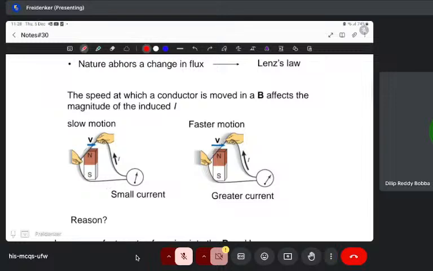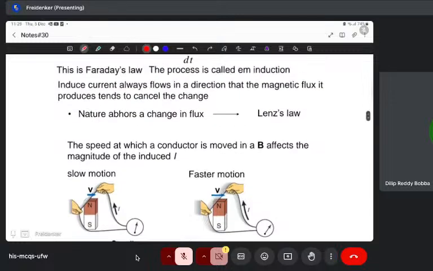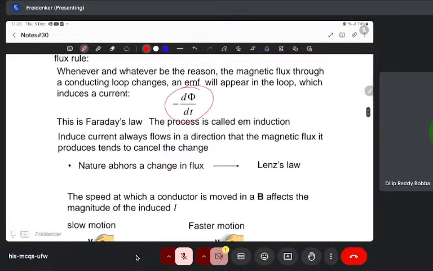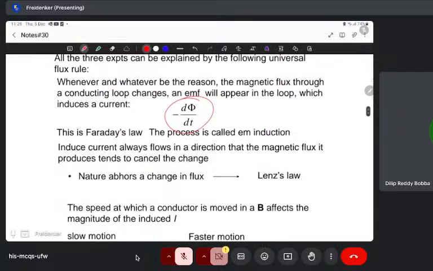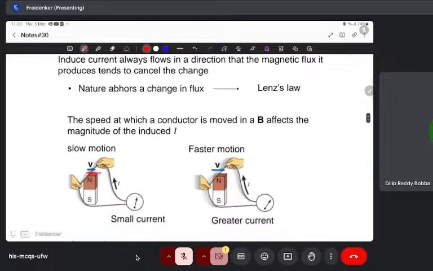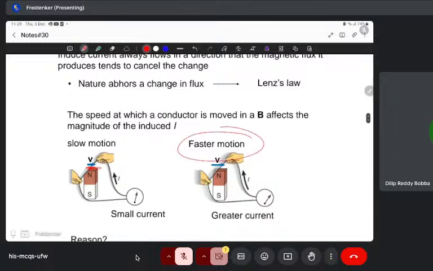The speed of the conductor will affect the EMF induced because EMF is essentially this. If you move the wire too fast, it means the flux is changing too fast. So the rate of change of magnetic flux will be a larger number, so EMF will also be high. So if the speed is higher, you will get higher EMF, and higher EMF corresponds to greater current.